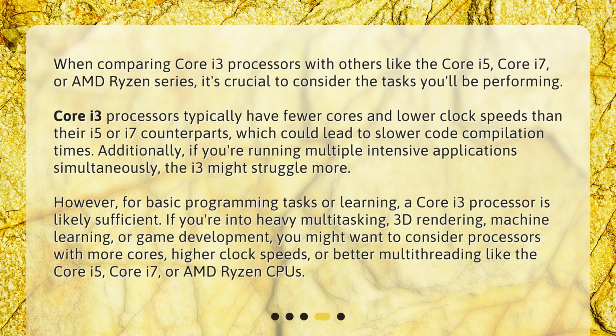However, for basic programming tasks or learning, a Core i3 processor is likely sufficient. If you're into heavy multitasking, 3D rendering, machine learning, or game development, you might want to consider processors with more cores, higher clock speeds, or better multi-threading like the Core i5, Core i7, or AMD Ryzen CPUs.